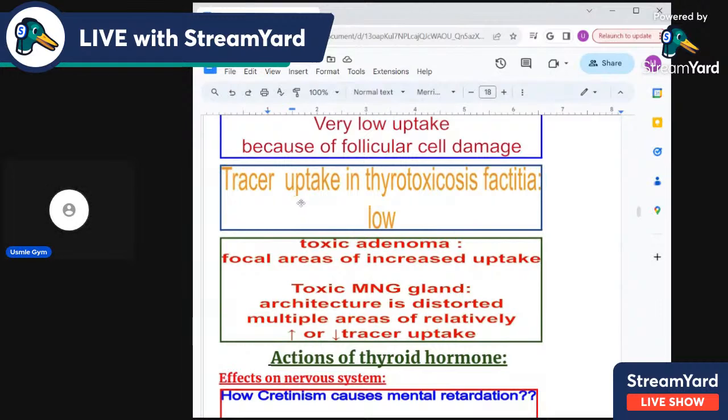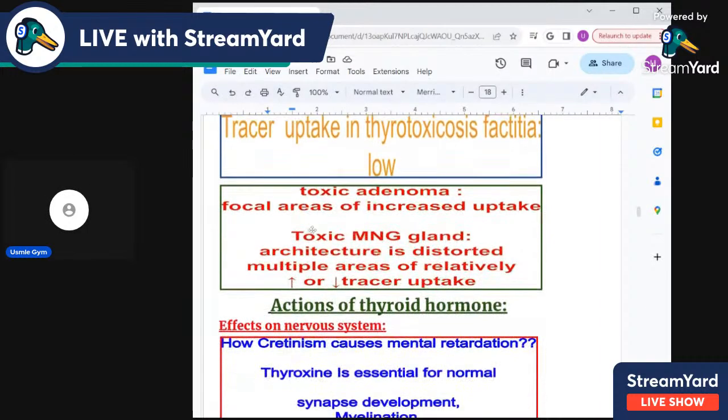Tracer uptake is excessive in thyrotoxicosis, except thyrotoxicosis factitia. Toxic adenoma, take more. Toxic multinodular goiter: in that, the architecture is distorted and there are multiple areas of relatively increased or decreased tracer uptake.